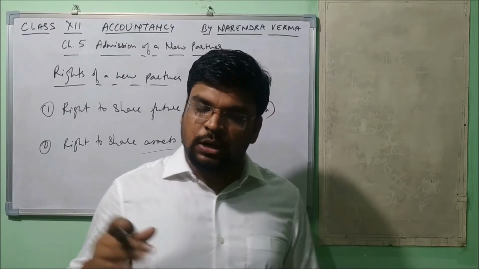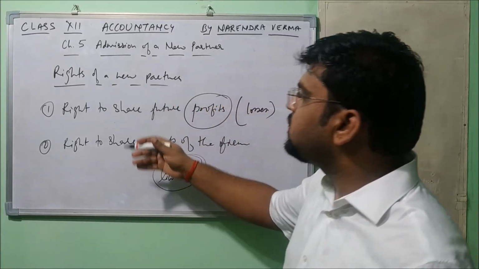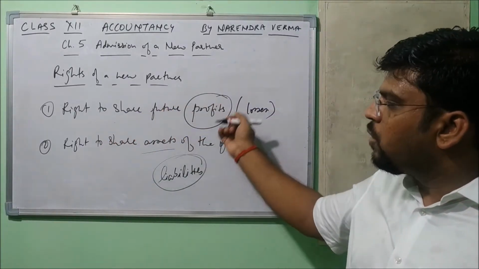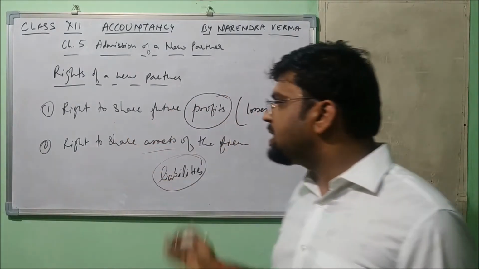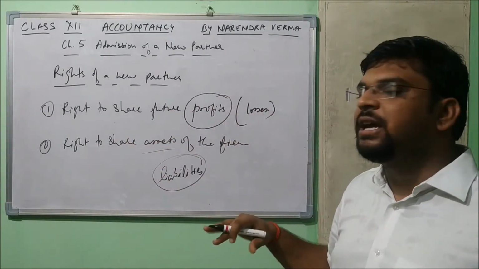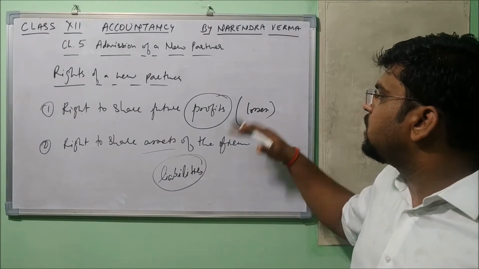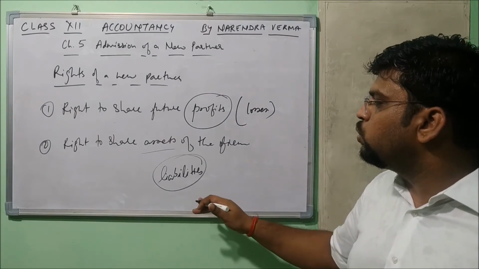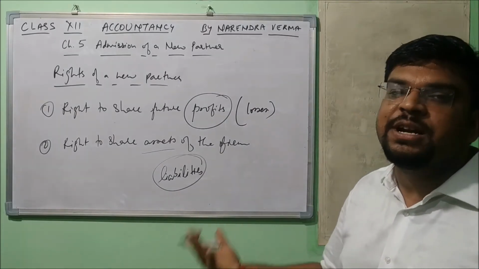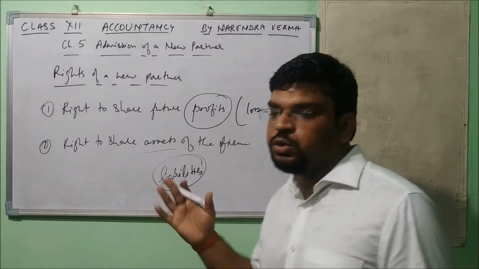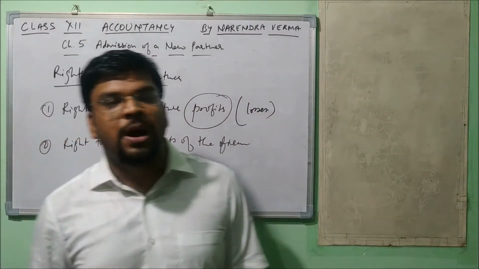Understood? So, in short, we can say that there are two rights. He is supposed to get profit, he is supposed to get a share in assets, and what can be the liabilities? He is supposed to bear the losses and he is supposed to be responsible for the liabilities as well. Understood the point? So, this is about the rights and liabilities of a new partner.